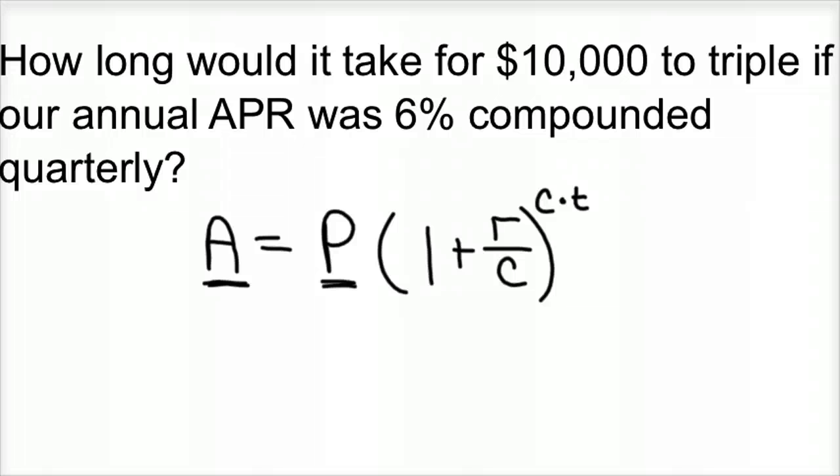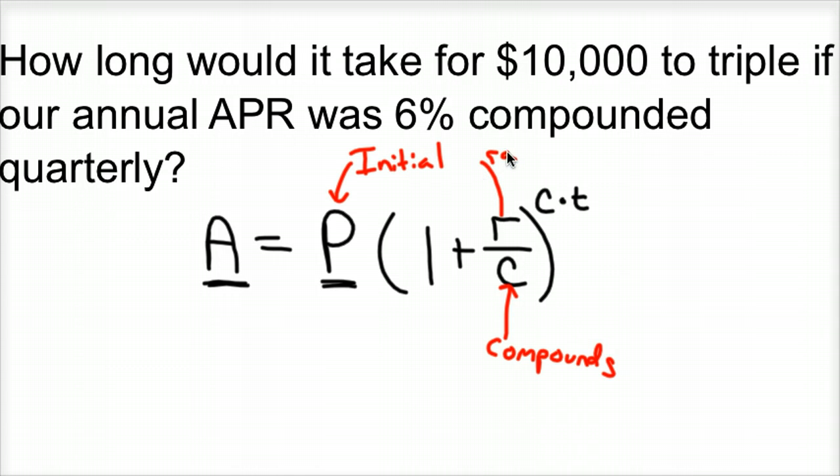Hopefully somewhere you found this formula, but just to recap, P stands for your initial investment. C stands for your compounds. R stands for your rate of growth. Again, C is compounds, and T is time in years. And then A is going to stand for your final amount, what we want to end up with.